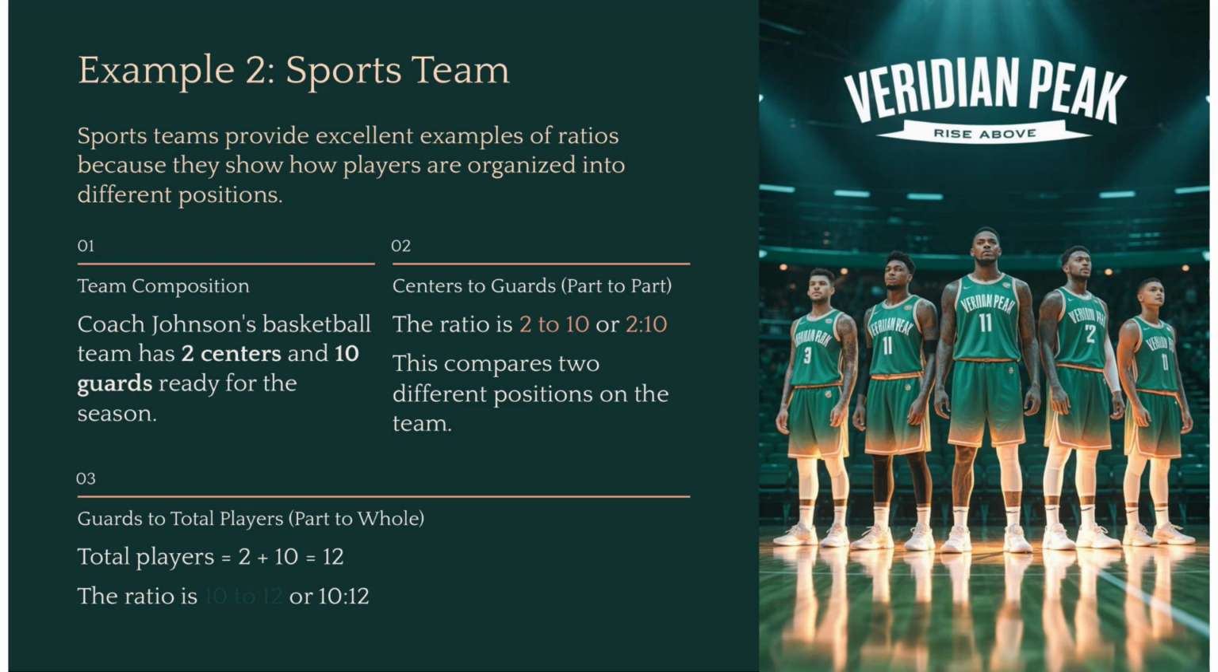The objects and quantities stay the same, but the comparison changes based on the order the items are named. Ratios are a big part of how we look at team makeup in sports. Let's imagine a basketball team has 2 centers and 10 guards. The part-to-part ratio comparing centers to guards is 2:10. We can also easily find a part-to-whole ratio here. If you add the 2 groups, 2 plus 10, you get 12 total players. Therefore, the ratio of guards to the total players is 10:12. You can see how one ratio compares 2 specific parts, while the other compares a part to the entire group.